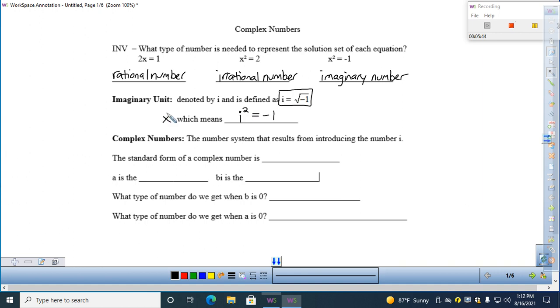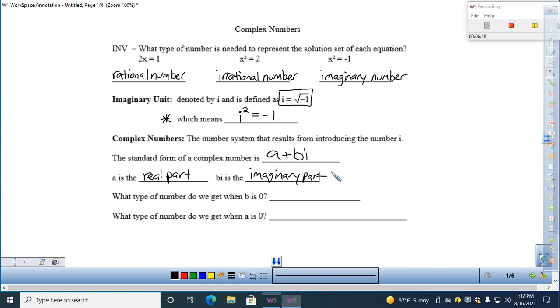So somewhere out there, put a little asterisk behind that one, because you'll definitely need to know that piece. All right, and the complex numbers. So the number system that results from introducing the number i, and the standard form, as we potentially know, of a complex number is a plus bi. And the a represents the real part of the complex number, and the bi would represent the imaginary part of the complex number.